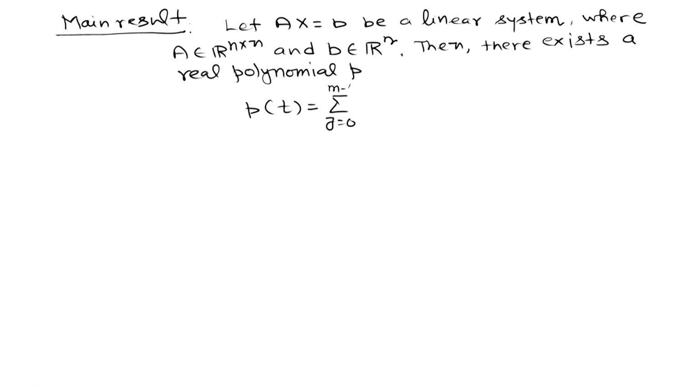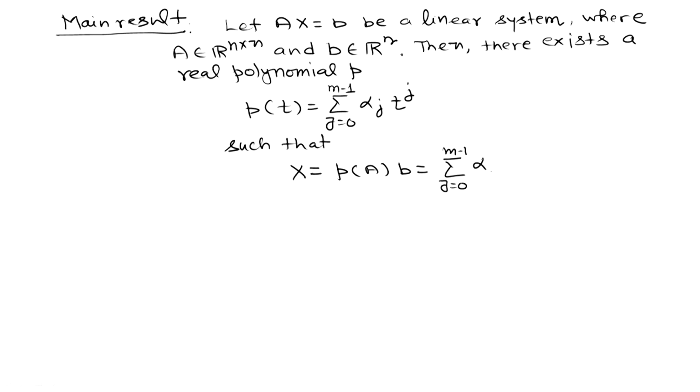= sum over j equals 0 to m minus 1 of alpha_j t^j, where alpha_0, alpha_1, up to alpha_(m-1) are all scalars, all real numbers basically, such that the solution of the system Ax = b can be written as x = p(A) b, and this can be written as the sum over j equals 0 to m minus 1 of alpha_j A^j b. Here this is the p(A).